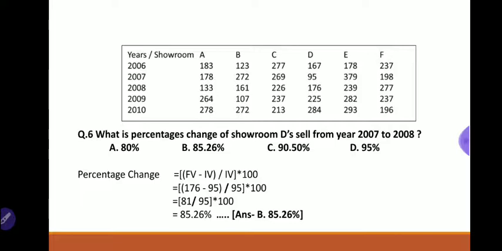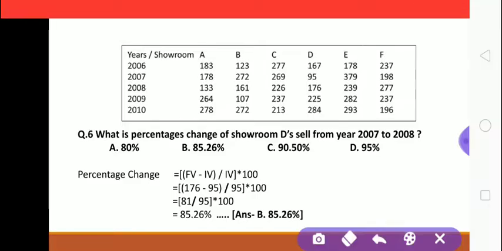Next question: what is the percentage change of showroom D's sale from year 2007 to 2008? So here it is asked the percentage change. For percentage change you have one formula, that is (final value minus initial value) divided by initial value into 100. So here 2007 to 2008 is asked. For 2007 the value of sale for showroom D is 95, and in 2008 it is 176. So final value 176 minus initial value 95, divided by initial value 95.